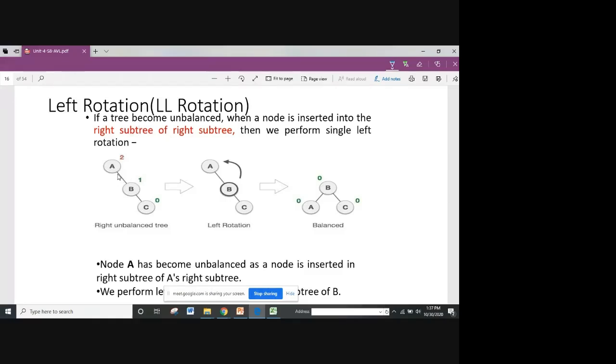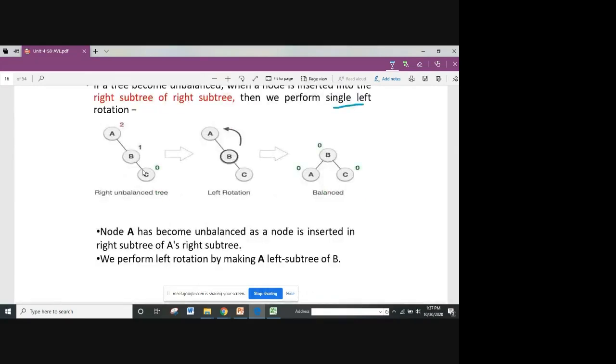Normally the procedure you follow is: if any node is inserted in the right side, you take the left rotation. That is the trick normally followed. Algorithm-wise, if a tree becomes unbalanced when a node is inserted into the right subtree of a right subtree, then we perform a single left rotation. For example, A is there, B is there, C is there. Now you can see that it is unbalanced. You know how to find the balance factor of each node. So the node is unbalanced now. What do you have to do?